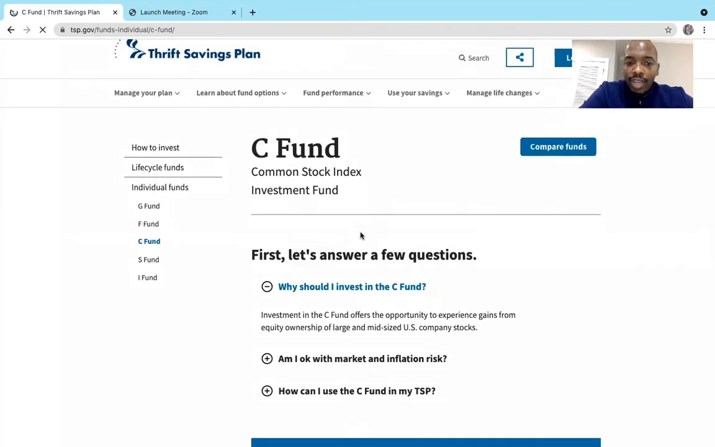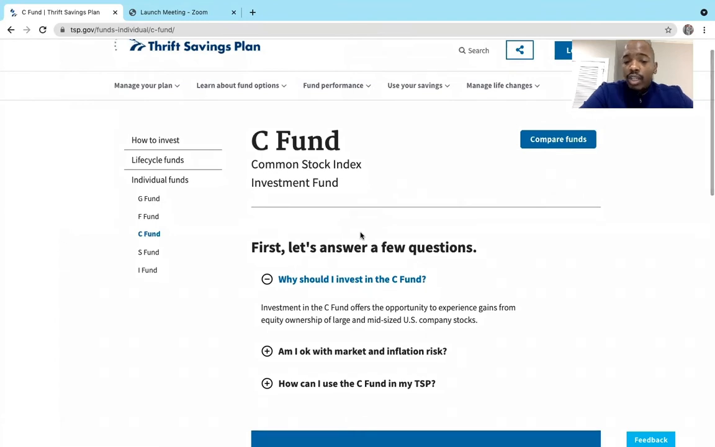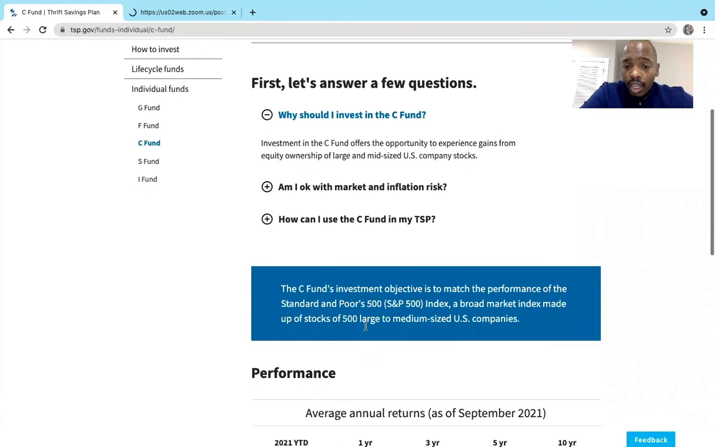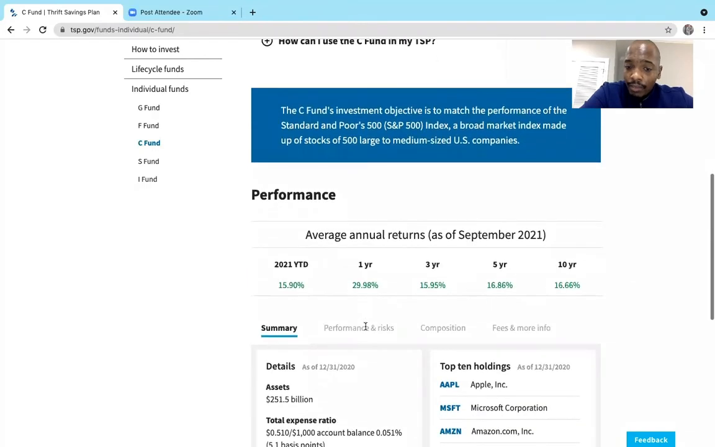All right, next one we have is the C fund. The C fund is one of the best funds for growing wealth. What you're invested in is what's called common stocks. The C fund's objective is to match the performance of the Standard & Poor's 500. That's the S&P 500, and this is some of the top 500 companies in the United States. If we look at the performance there, year to date, it's up 15.9%. 1 year, 3 year, 5 year, 10 year, that looks really good.